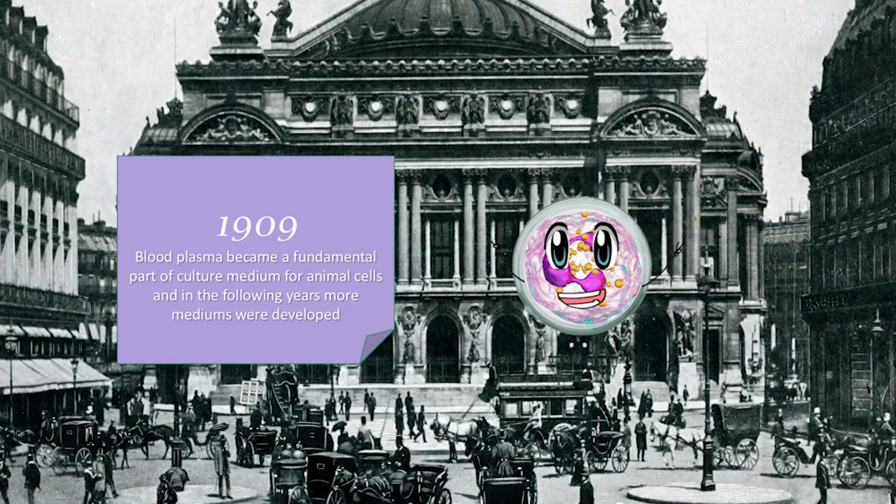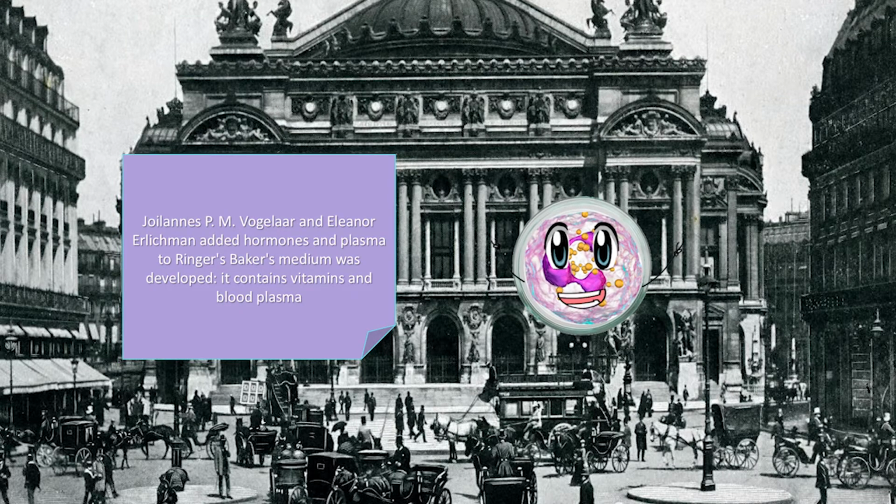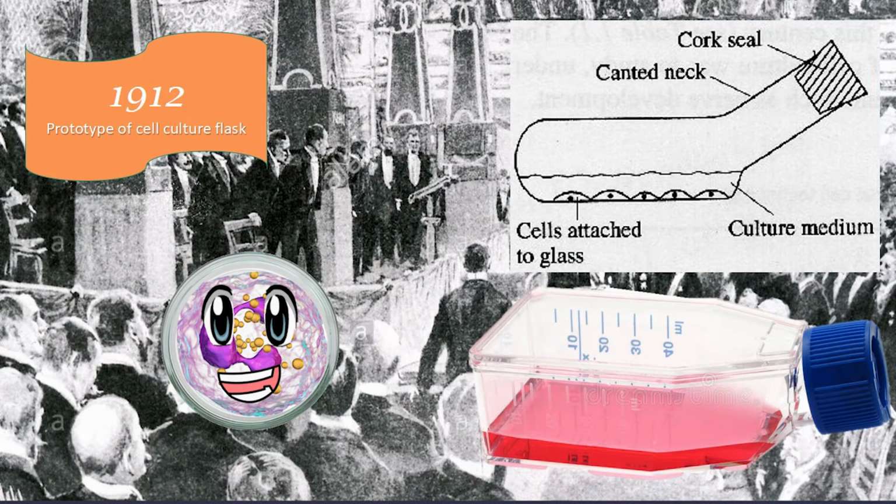Montrose T. Burrows found that lymph was not favorable for warm-blooded animals and used plasma instead. Baker's medium was developed by adding hormones and plasma to Ringer's solution. It contained vitamins and blood plasma. Alexis Carrel, who won a Nobel Prize, contributed to tissue culture by developing a prototype of the cell culture flask that nowadays is used worldwide.